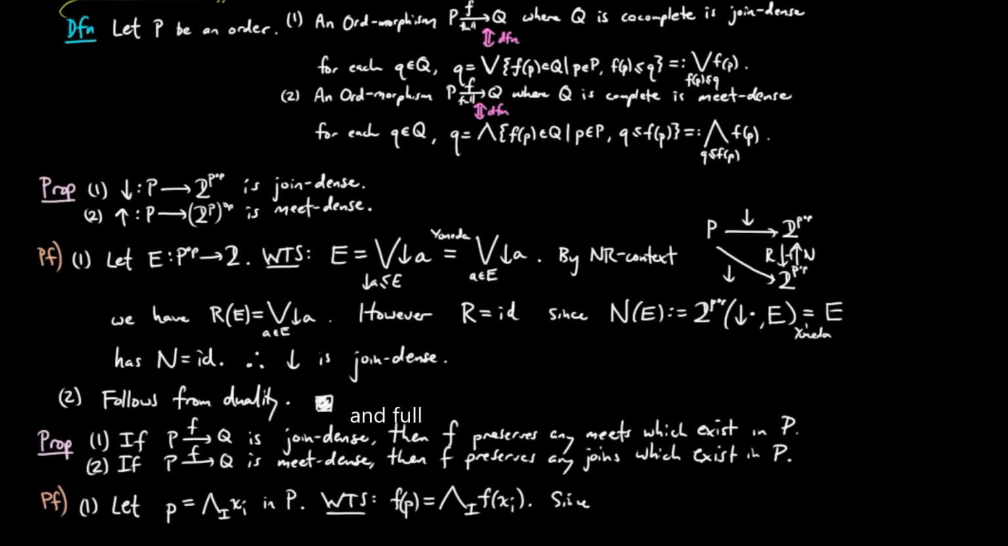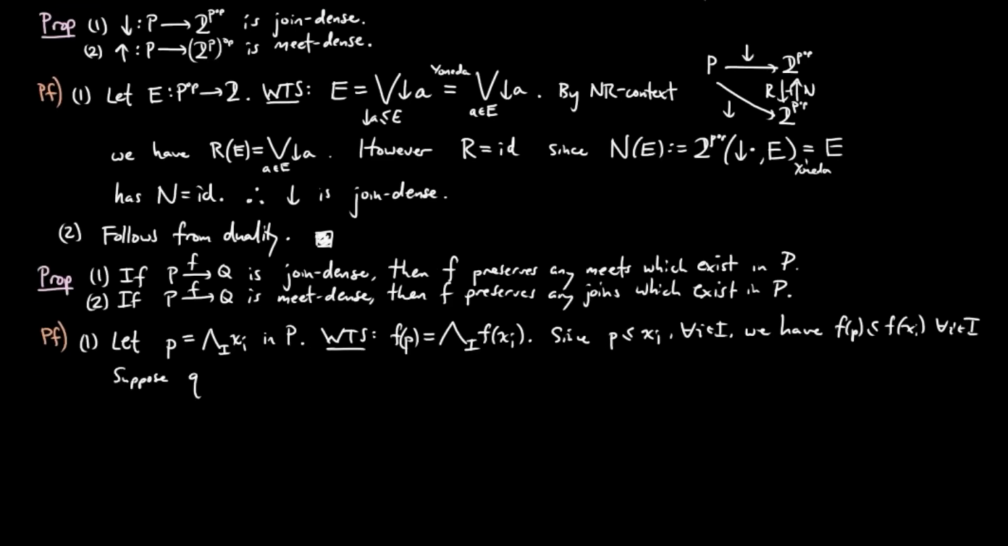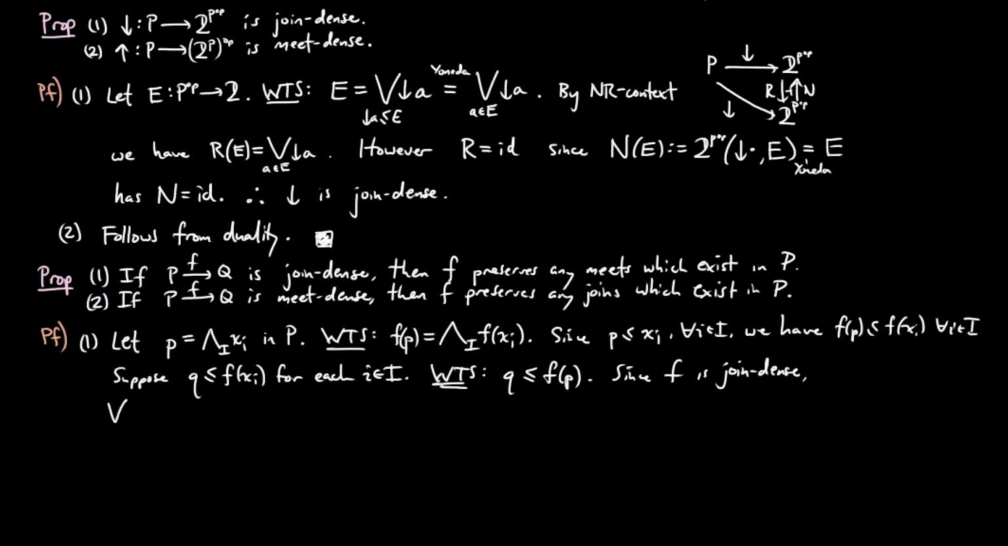Since p is less than or equal to x_i for each i in I, we have F(p) is less than or equal to F(x_i) for each i in I. Suppose q is less than or equal to F(x_i) for each i in I. We want to show that q is less than or equal to F(p). Since F is join dense, q is equal to the join of F(x), where F(x) is less than or equal to q, and F(p) is equal to the join of F(x), where F(x) is less than or equal to F(p).